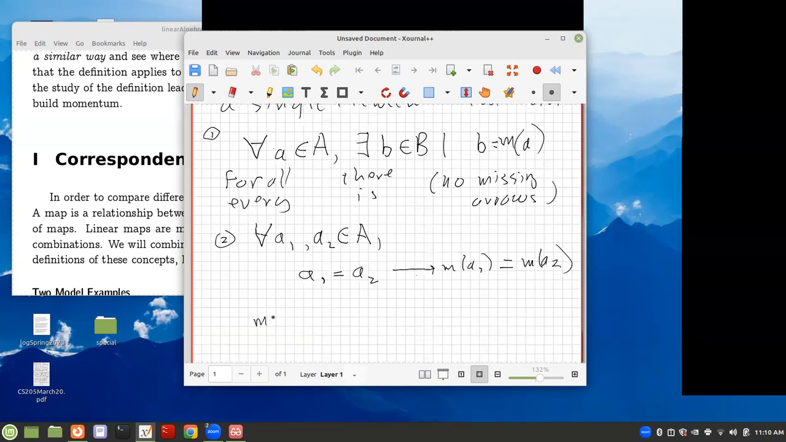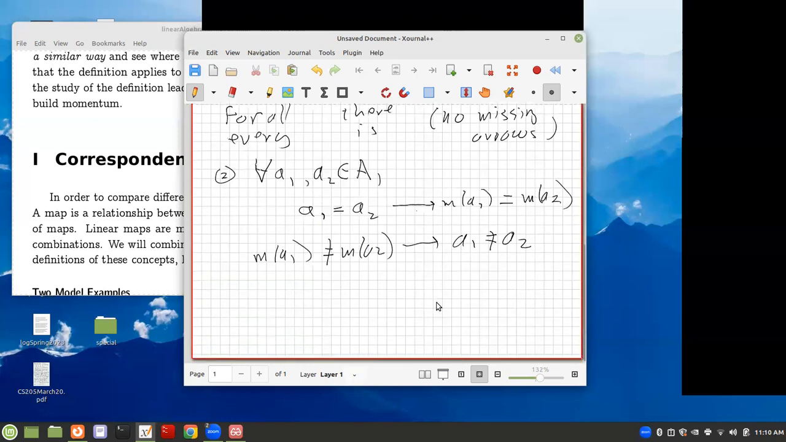Now this may seem a little complicated, but it also works if I say an equivalent version, which makes it a little clearer: if I choose two elements and M of A1 is not equal to M of A2, that is, if the target elements are different, then A1 cannot be equal to A2. So there are two versions of this, and either one is logically equivalent. They're called contrapositives of each other.